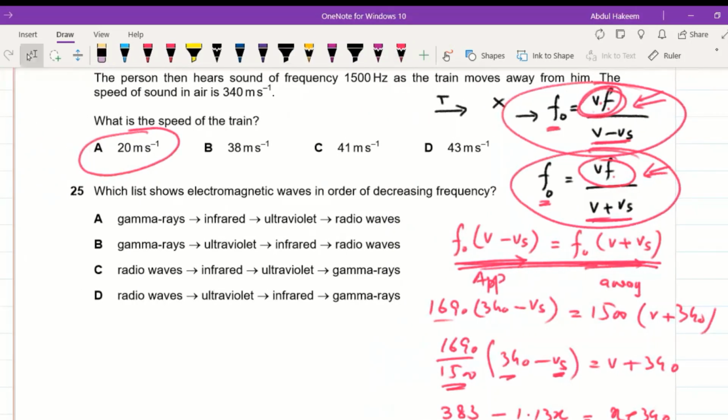Okay. And the next is, which list shows the electromagnetic waves in order of decreasing frequency? So we have to remember the frequency and the wavelength. So the answer is B. Decreasing frequency means increasing wavelength. So the wavelength is increasing in this order.